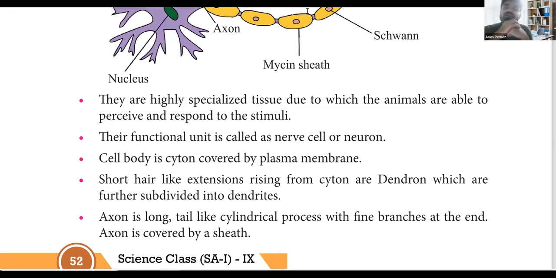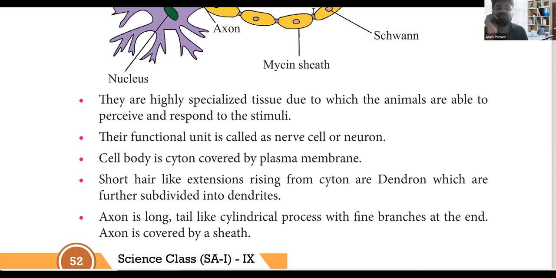So we can simply say that these neurons are responsible for why we are able to respond to the temperature and how we feel cold. These neurons are sending signals to the body that it is very hot outside or very cold outside. So accordingly, we respond to the stimulus.